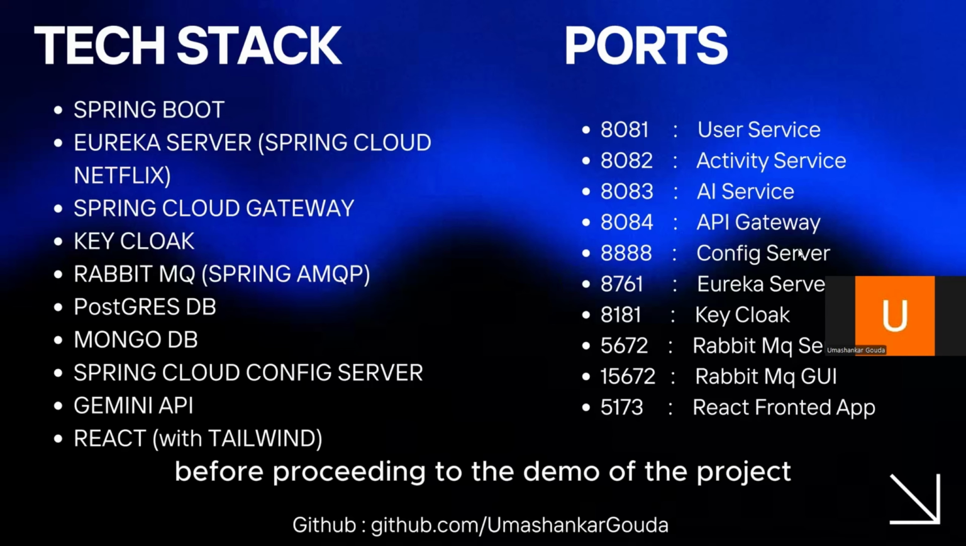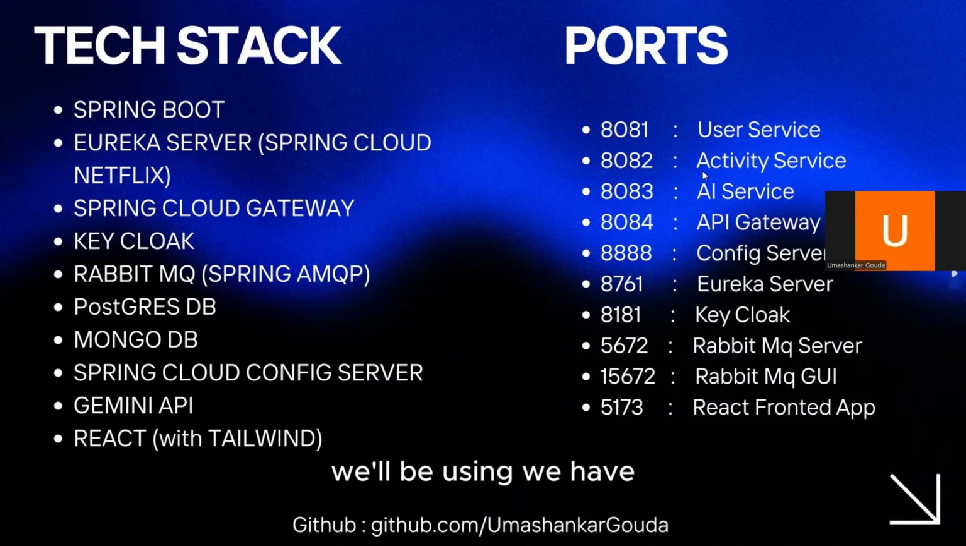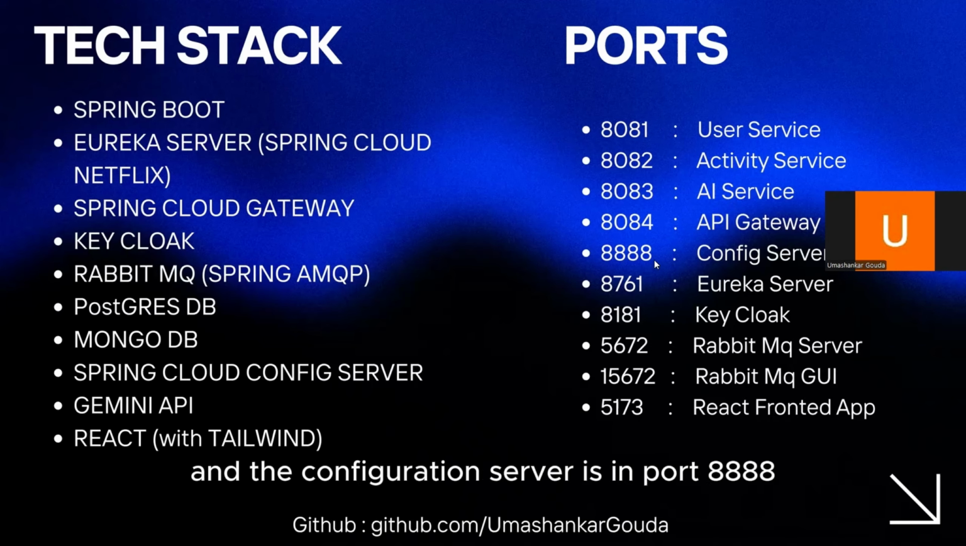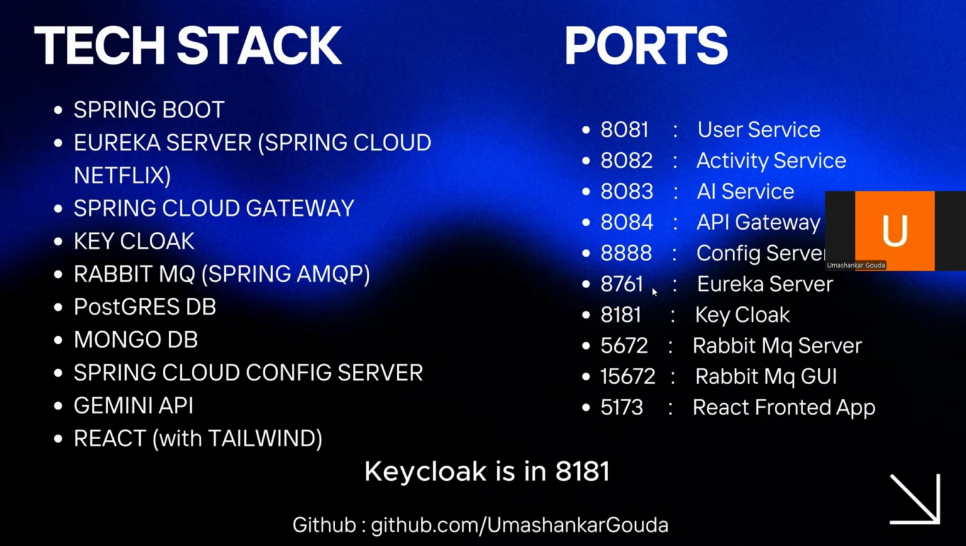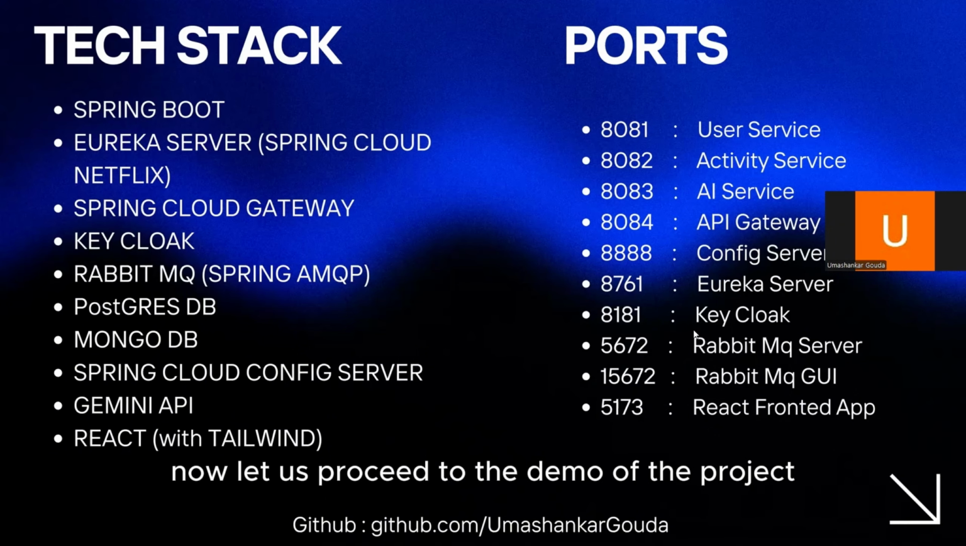Before proceeding to the demo of the project, I wanted to show all the port mappings that we have done in the project, because let's say if you are using my project, since there are multiple services running on different ports, it can get confusing. So I just wanted to brief you about all the ports we'll be using. We have 8081 for the user service, 8082 for the activity service, 8083 for the AI service, 8084 for the API gateway that will go to all the services, and the configuration server is on port 8888. The Eureka server is on 8761, Keycloak is on 8181, the RabbitMQ server is on 5672, the RabbitMQ user interface, using which we'll analyze all the queue data, is on 15672, and the React frontend app is running on port 5173. Now let us proceed to the demo of the project.